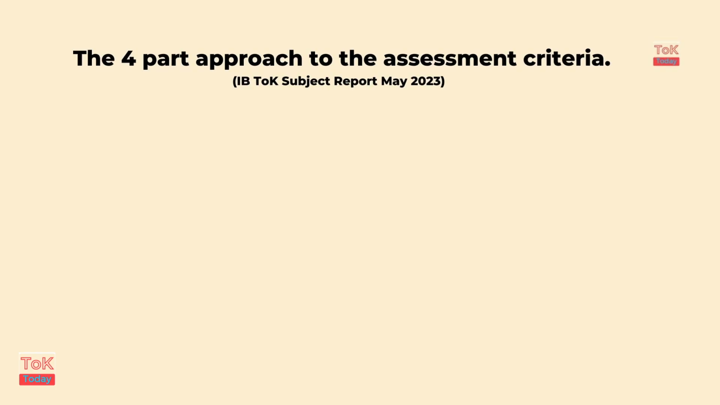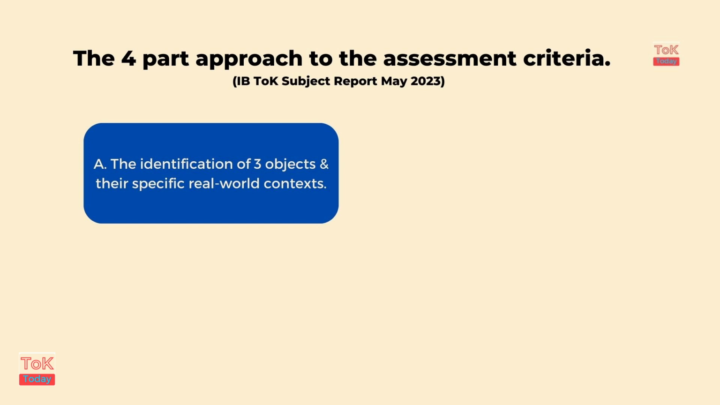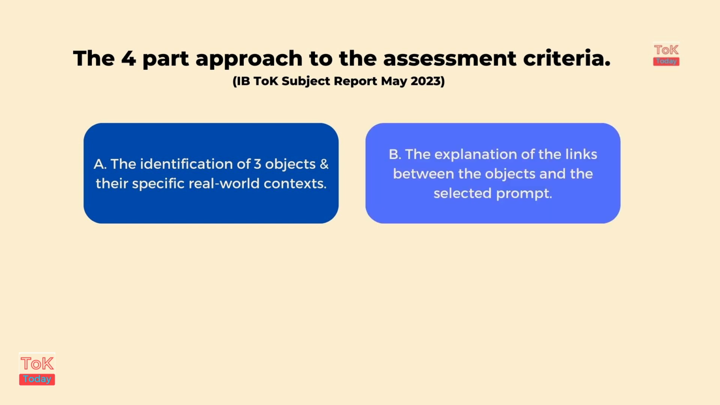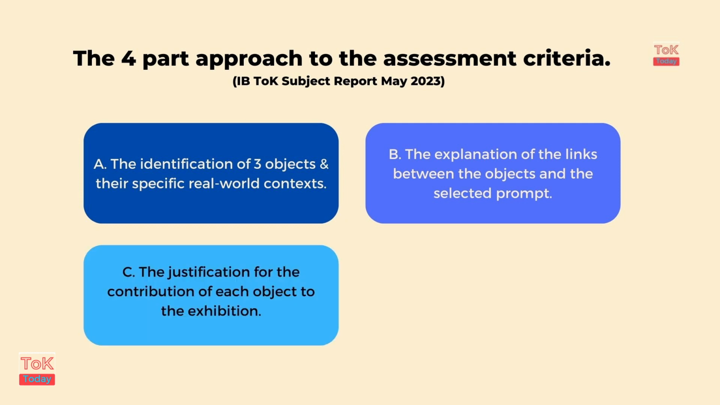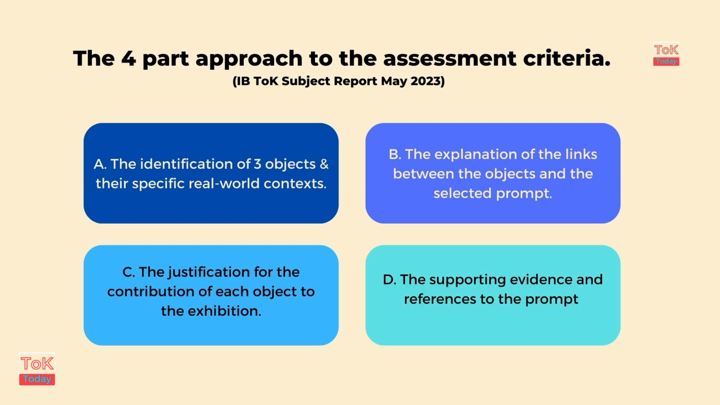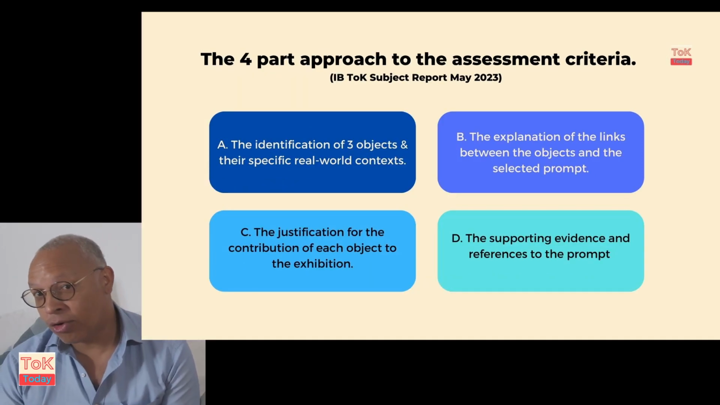In order to achieve greater clarity on global impression marking, I found the 4-part structure for the exhibition commentary that IB detailed in the May 2023 ToK subject report really very useful. So those 4 sections are identification of the object and its real-world context, the explanation of the link between the object and the prompt, the justification for the contribution of the object to the exhibition, and the supporting evidence and the references to the prompt. So I look at each object in terms of these 4 criteria.